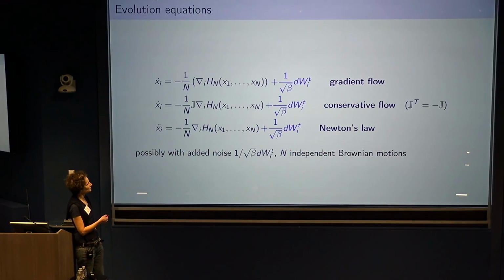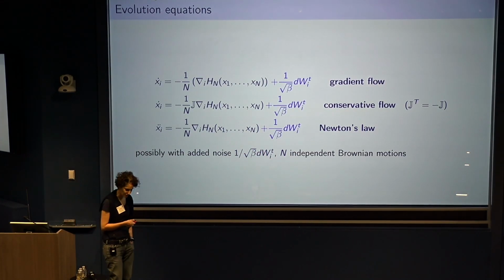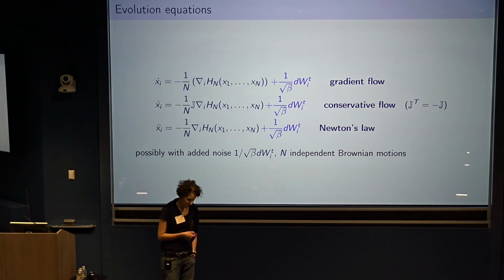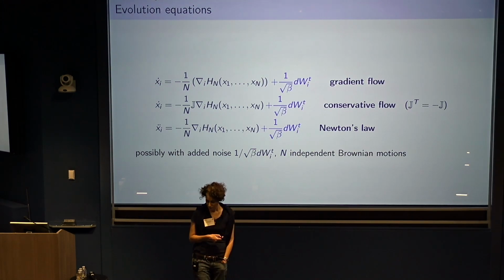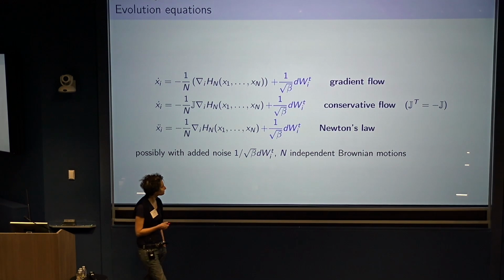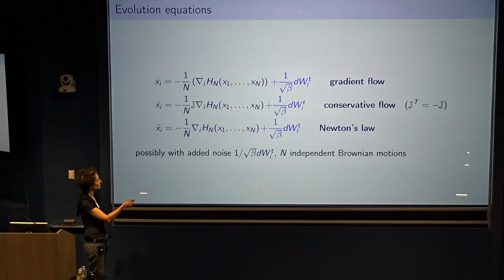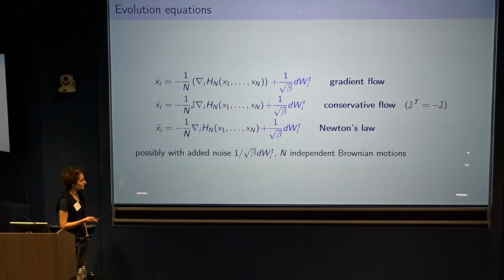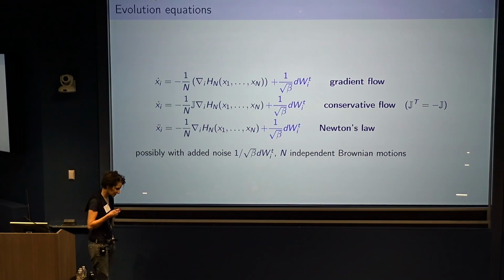And if you want, you can add some diffusions. So here, W_i^t are independent Brownian motions. And beta is an inverse temperature. So when beta is infinite, it corresponds to the situation with no noise. And then you just delete these blue terms. OK? So at first, I will only consider the case of no temperature, beta equals infinity. And later, we will add back the temperature.